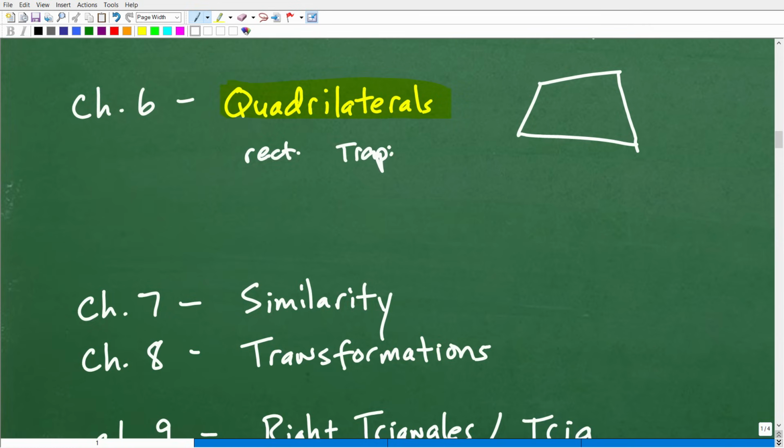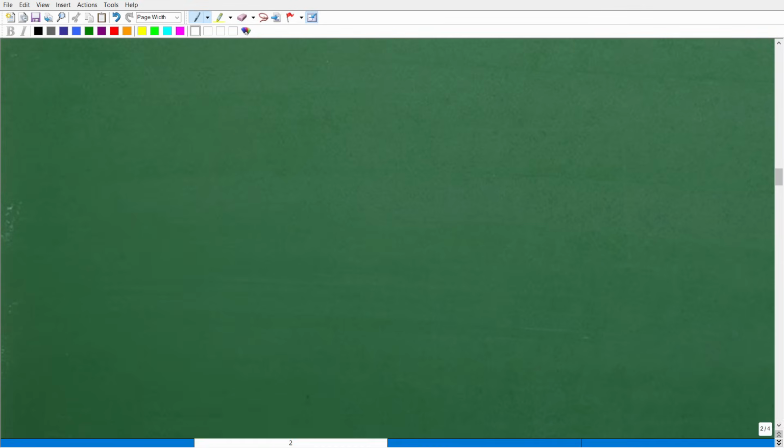Trapezoid is another one. A rhombus, okay, and a square. All right, so you're going to be talking about all the different properties with respect to quadrilaterals and special quadrilaterals as well. Okay, so you're going to have a lot of fun in this particular chapter. Very, very important. And now let's move on.